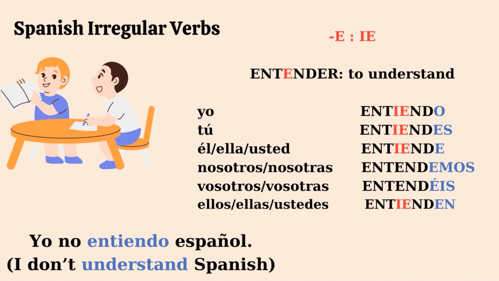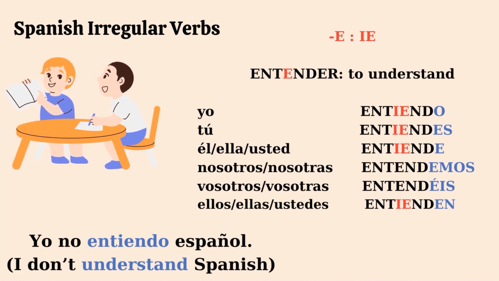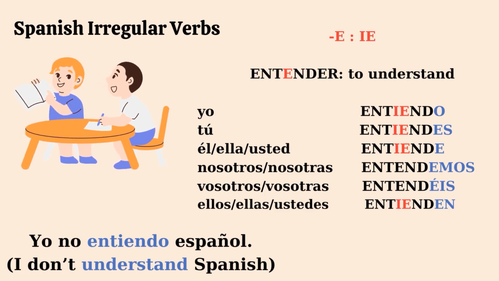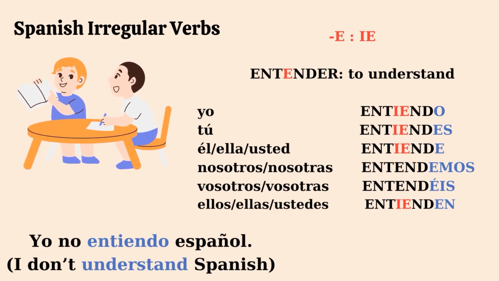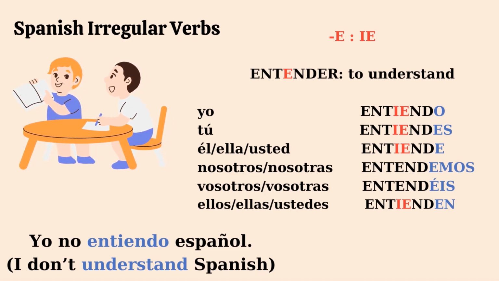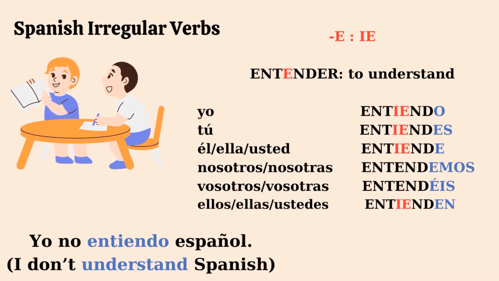The first irregular verb group is the verbs that change the e sound of the root to ie when we conjugate them. For example, entender. When we drop r, we have entend. And once we conjugate it, the e in the root becomes ie. That is why the conjugation of the verb is entiendo, entiendes, entiende, entendemos, entendéis, entienden. Don't forget, in the first and second plural person pronouns, even if we have irregular verbs, the conjugations are the same as the regular verbs.